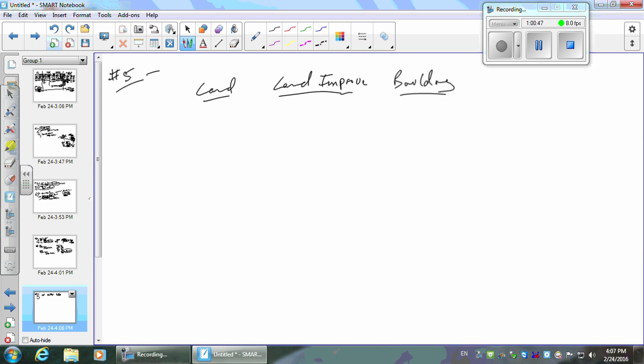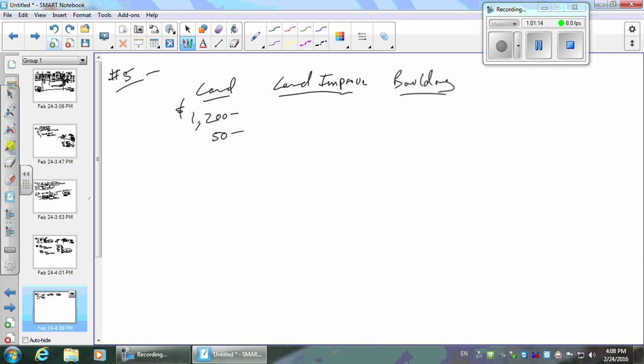They bought the land for $1.2 million. What do you think that's part of? That's land, isn't it? Land is land. That's easy. Transfer fees of $50,000? That's part of the land. One of the costs of getting it was paying to get a title transferred to me, right? So that's another 50,000.